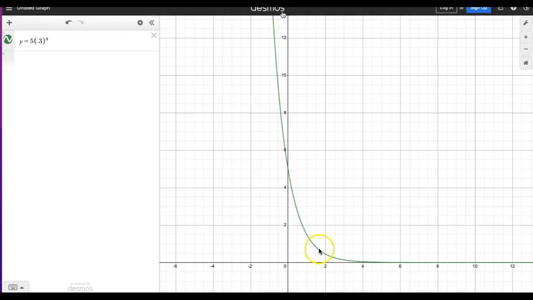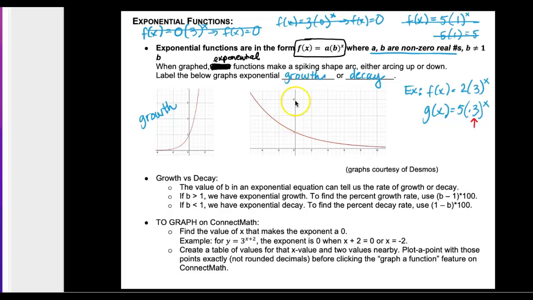And the reason why it's looking like this is because the number inside of the parentheses, or that base at the bottom of the exponent, is a smaller number. It's a number less than 1. Okay, so with our example here, this would be an example of exponential decay. And then this is just a summary right here, growth versus decay.